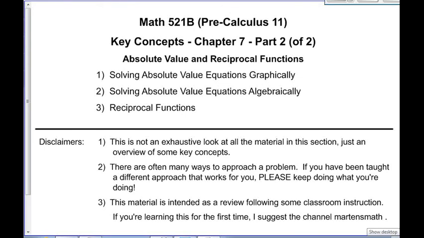Hi folks, welcome to the Key Concepts Review for Math 521B, Pre-Calculus 11. We're looking at Chapter 7, which is absolute value and reciprocal functions. Here we're going to solve some absolute value equations graphically and algebraically, and then learn how to graph reciprocal functions.